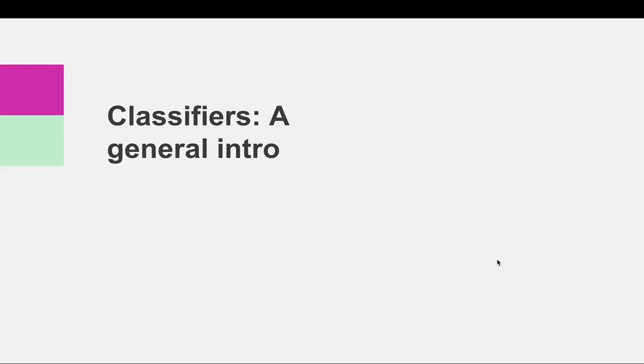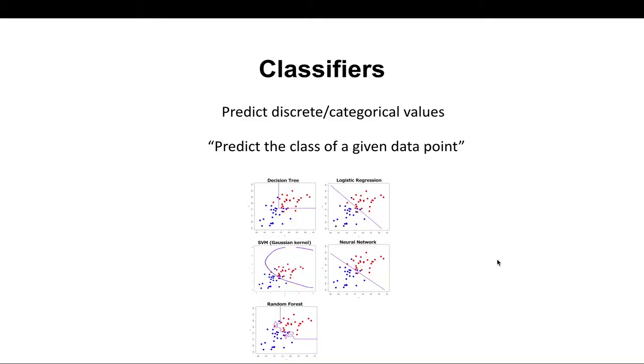So we will begin the video by giving a general introduction with machine learning classifiers and how they are used. Let's get started. What is a machine learning classifier? A machine learning classifier is a type of machine learning algorithm that helps us to predict between discrete or categorical values. What do I mean by a discrete or categorical value?